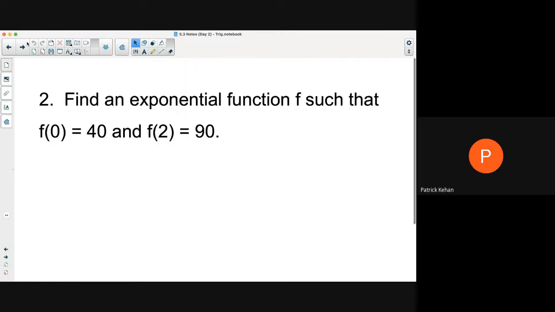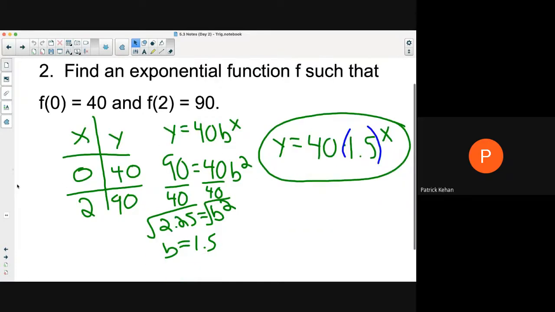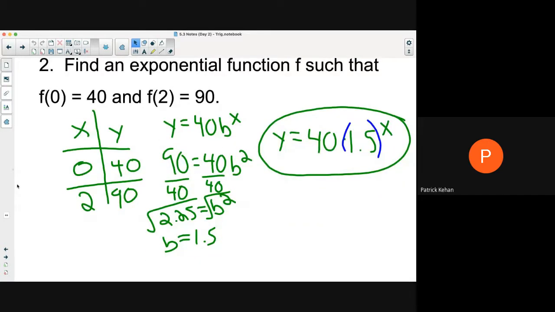Next example. Find an exponential function f such that f sub 0 equals 40 and f sub 2 equals 90. Now, the way this was presented in class was take this function notation and create a data point or a coordinate point: (0, 40), (2, 90). Alternatively, you could represent this notation in a table of values as well. Tables of values are coordinate points. I wouldn't recommend the table of values over 2 data points or vice versa, but I'm just showing you a different way to represent it. So x, y: 0, 40, 2, 90.